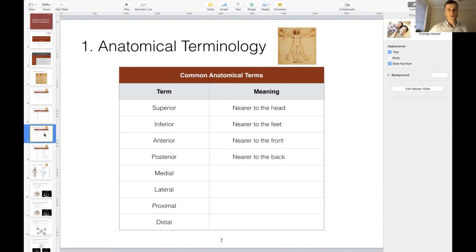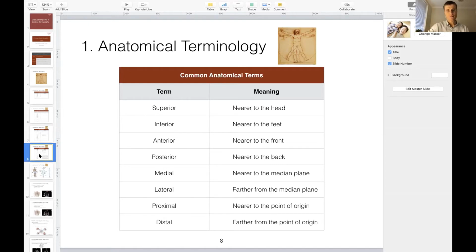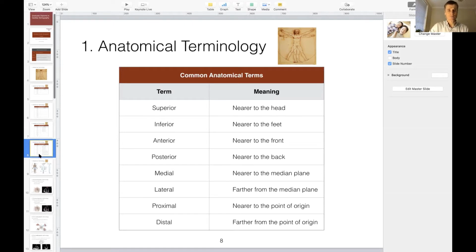Here is the meaning of the first terms there. Superior means nearer to the head. Inferior, nearer to the feet. Anterior, nearer to the front. Posterior, nearer to the back. Once you understand these terms, this can be applied not only to the body as a whole, but to systems and to organs, and obviously to the heart. And then medial means nearer to the median plane. Lateral, farther from the median plane. Proximal, nearer to the point of origin. Distal, farther from the point of origin.